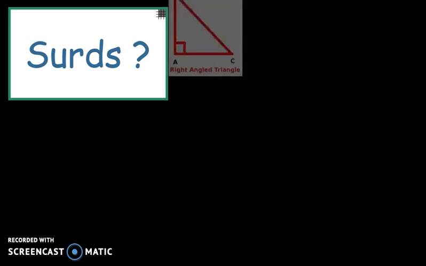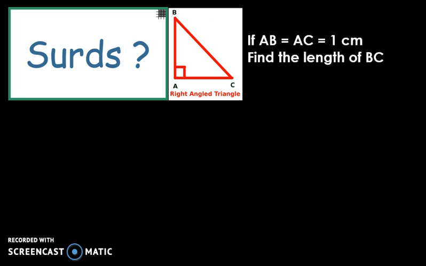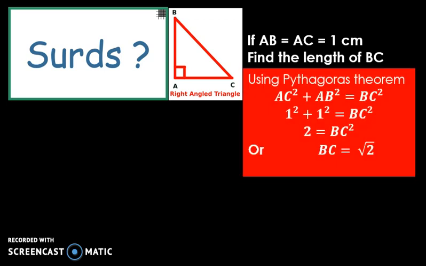So basically, to understand surds, let's take one example. There is a right angle triangle ABC. If AB and AC I take 1 centimeter, can you try to find out the length of BC? Okay, let's see how it works.